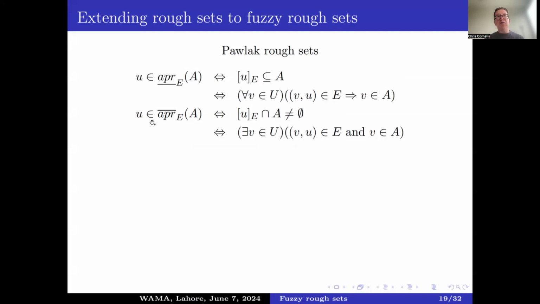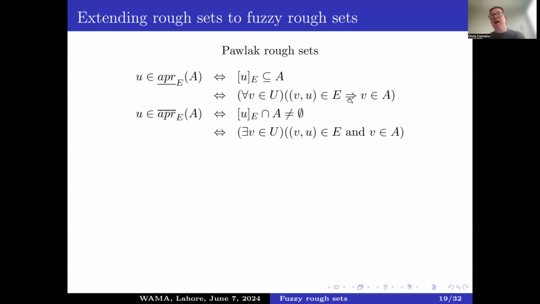Likewise, U belongs to the upper approximation if the equivalence class of U has a non-empty intersection with A, meaning that there exists some object V in U such that V and U are indiscernible, belong to E, and V is an element of A. So if we look at these two conditions, the for all and the exists, we can try to extend those to fuzzy logic.